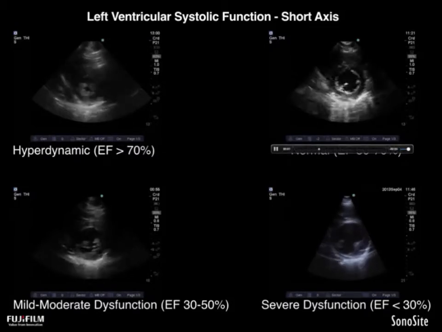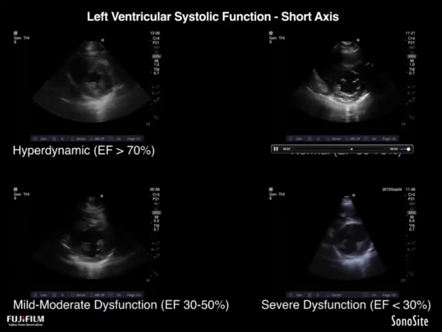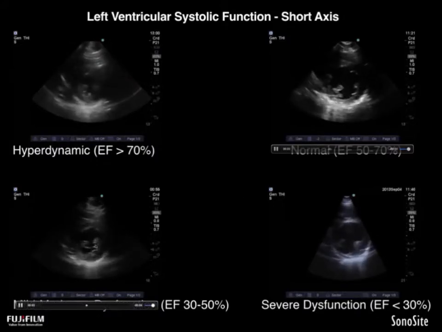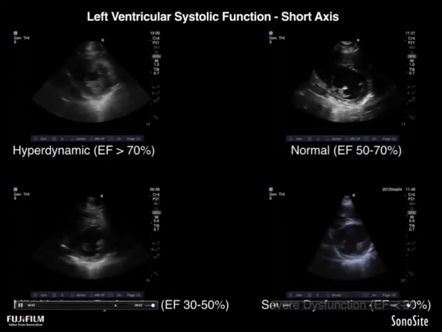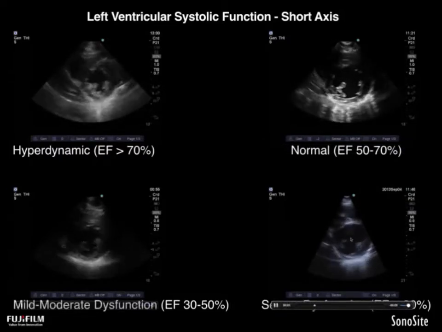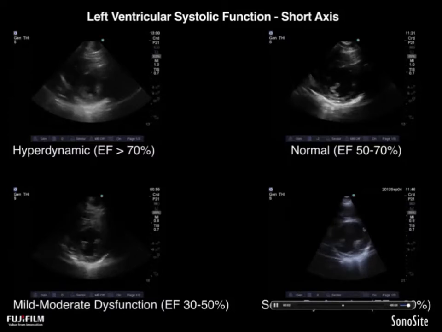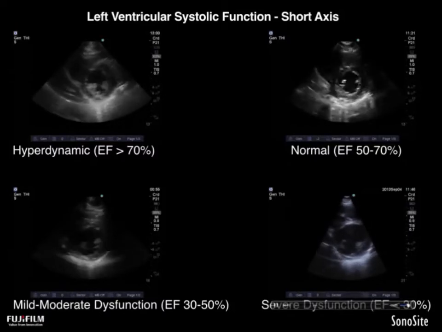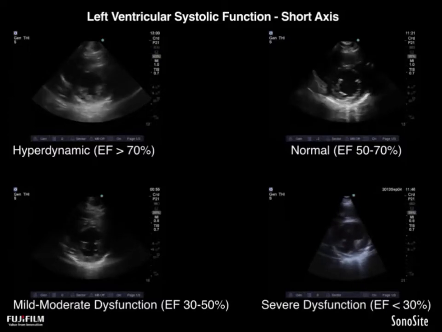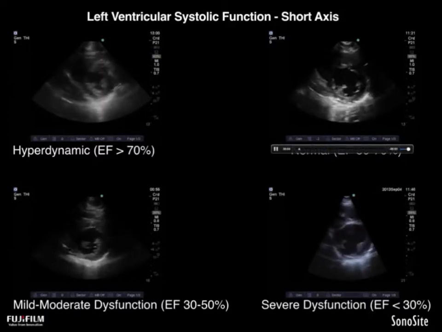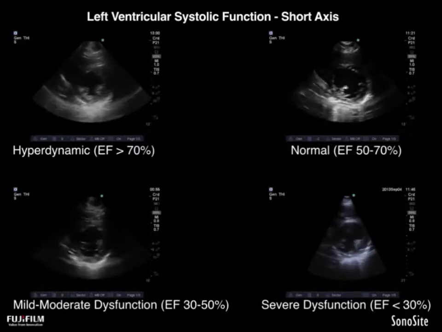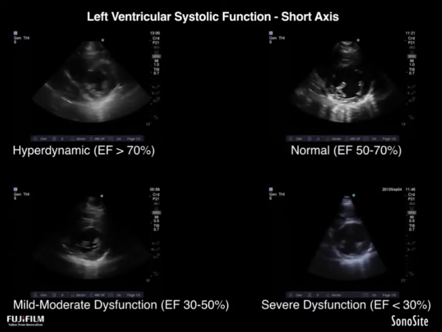In the normal scenario, we have, again, good thickening and good excursion, and the mild to moderate dysfunction we can see comparatively less, and of course the severely dysfunctional heart is often easiest to recognize with little to no thickening or excursion taking place. Of note, we have four walls of each ventricle in the short axis view, often making this view the most intuitive to make global assessments of function.